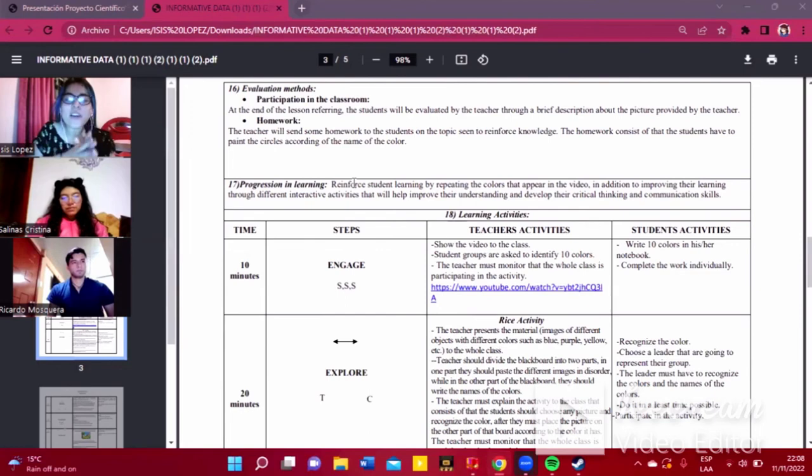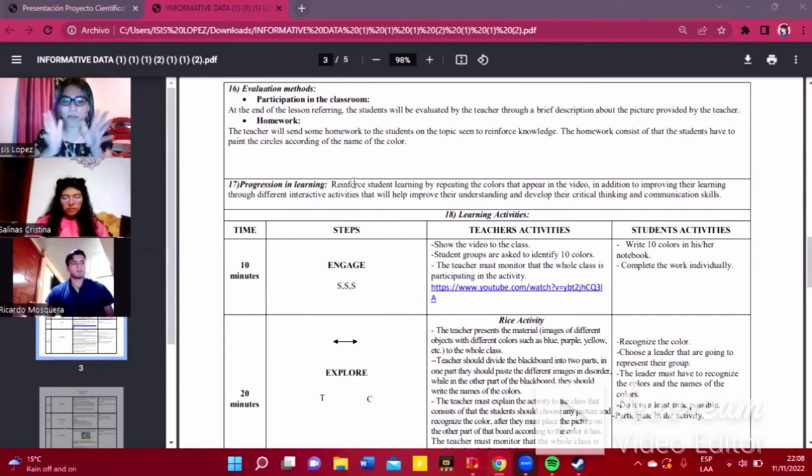Okay, learning activities. In these learning activities, we have 5 activities. The first is the engage, and this consists of all the students having to participate, and with this activity, the teacher tries to wake up the understanding of the students and the motivation to participate in the classroom.